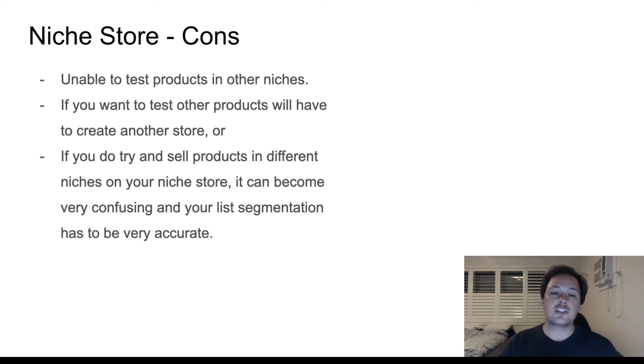Alternatively, if you do try and sell products in different niches on your niche store, so say you have a dog store and you try and sell a cat product, you will get sales, okay? But you're also going to confuse your entire list. It just gets messy, okay? It can be done, but I recommend if you're in a niche store, you just start either another niche store or a general store, but you don't try and sell different niches in that niche store. If you do try and sell different niches inside of your niche store, you need to really focus heavily on segmentation, okay? But if you're selling different products to different niches inside of your niche store, you're really defeating the entire purpose of having a niche store in the first place, okay? So keep that in mind.